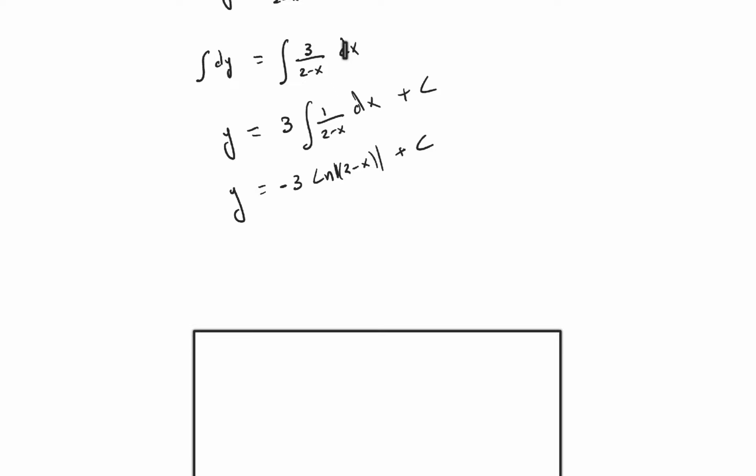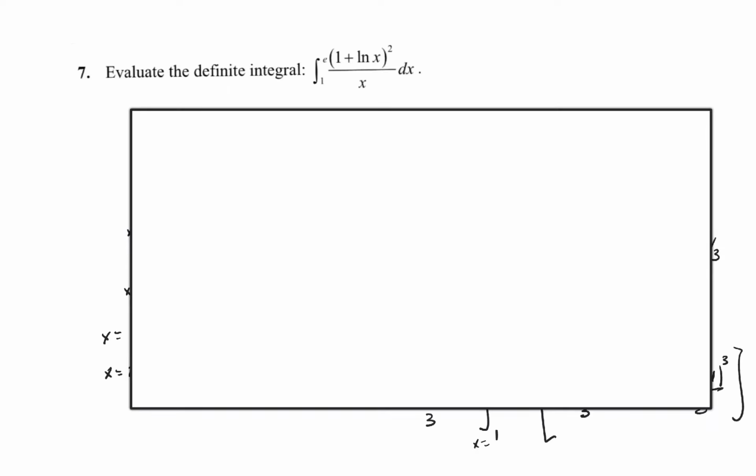So the final answer is that y of x is minus 3 times the log of 2 minus x plus c. Now we want to calculate, problem 7, the integral from x equal 1 to x equal e of the function 1 plus log of x, everything squared, divided by x. How will we find this integral?